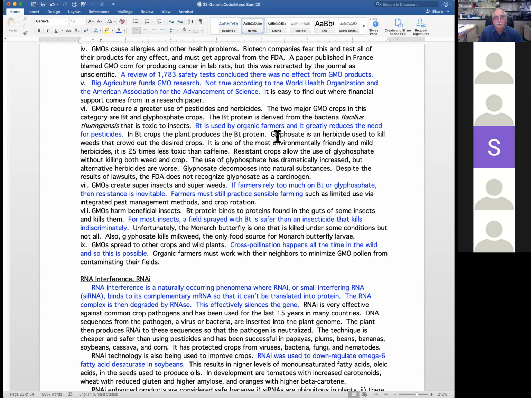Then glyphosate is an herbicide used to kill weeds that crowd out desired crops. It's one of the most environmentally friendly and mild herbicides, 25 times less toxic than caffeine. And resistant crops allow the use of glyphosate without killing both the weed and the crop. So the use of glyphosate was dramatically increased, but alternative herbicides were way worse. So despite all the lawsuits, the FDA does not recognize glyphosate as a carcinogen.